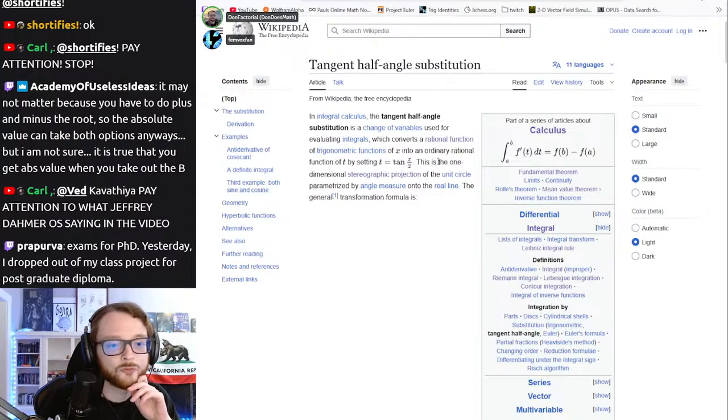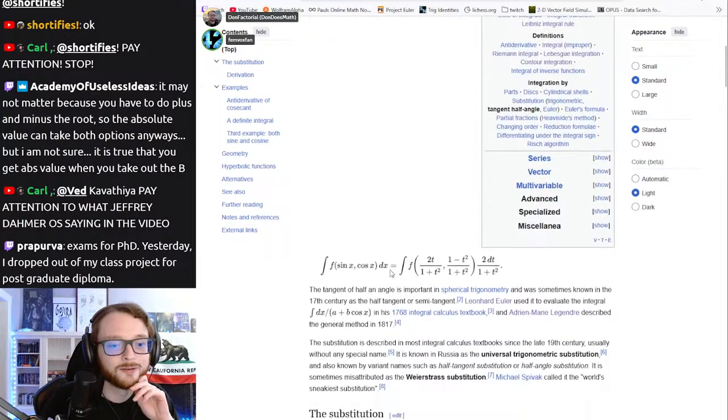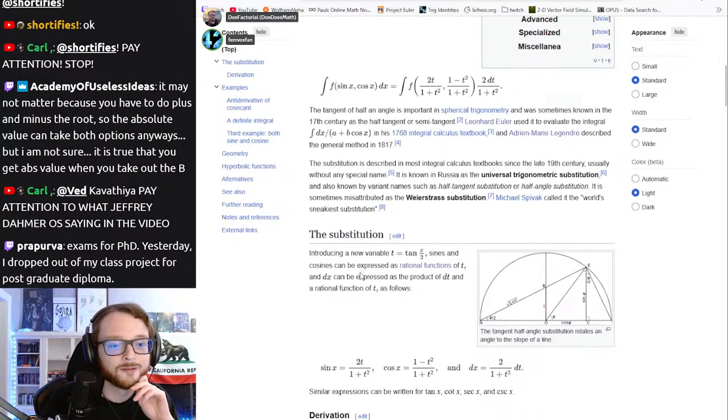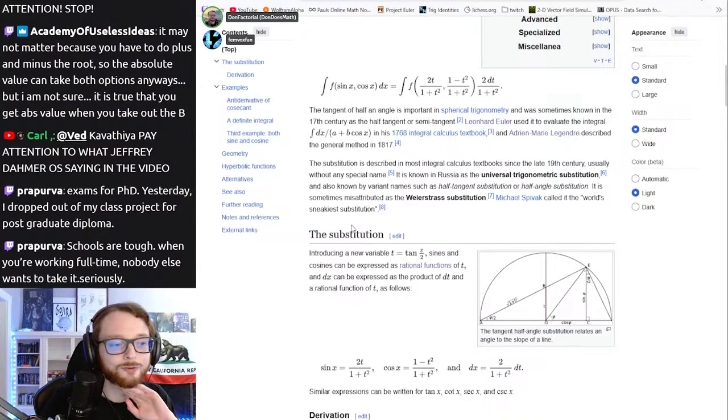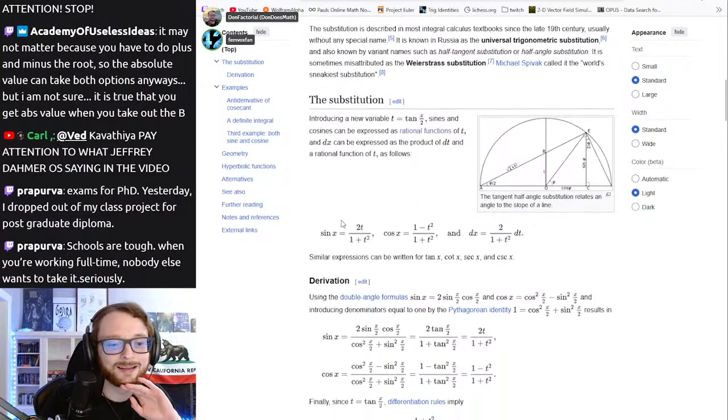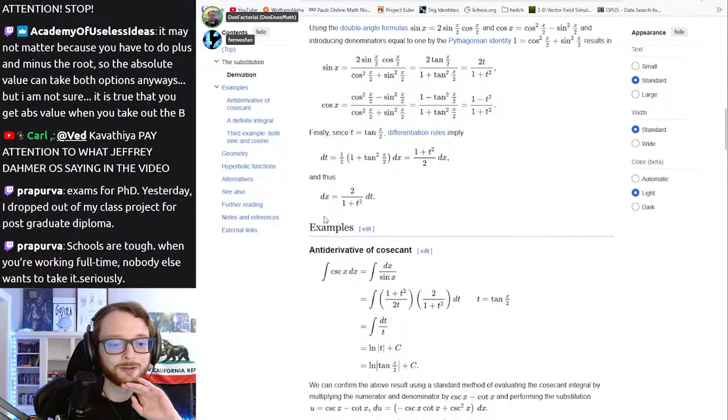This is the one-dimensional stereographic projection of the unit circle parameterized by the angle measure onto the real line. Whoa. Isn't stereographic projection the Riemann sphere? That's an example of one, yeah. I think they're more general than that. Michael Spivak called it the world's sneakiest substitution. It is pretty sneaky. As far as I know, it doesn't have anything to do with complex numbers. It's just an alternative way of doing it.